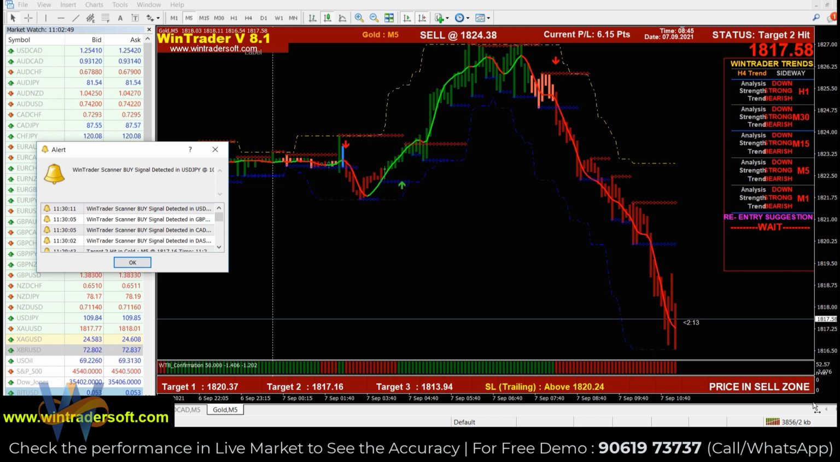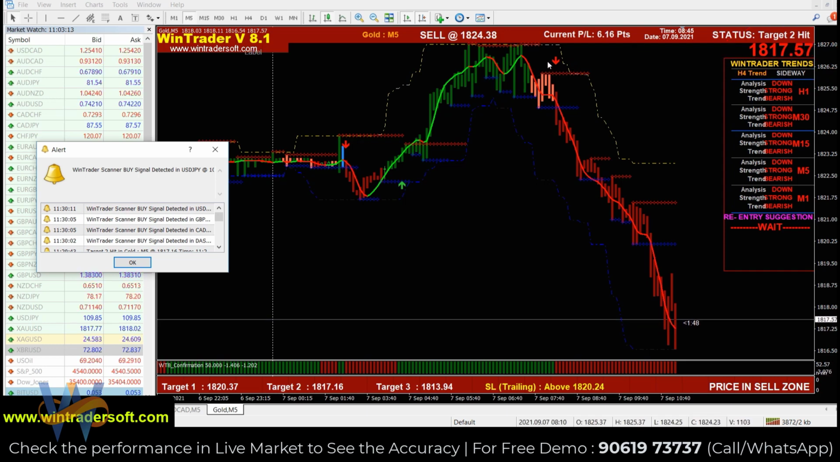Today I am going to give a live demonstration of our software running version 8.1 and scanner 1.2, and how our software supports international trading. For that I opened the gold chart, and the time frame I have selected is 5 minute, M5. You can see the current market value displayed here, 1817.50.